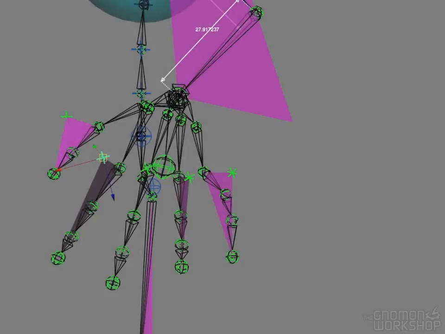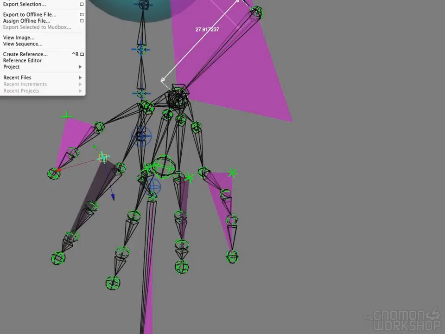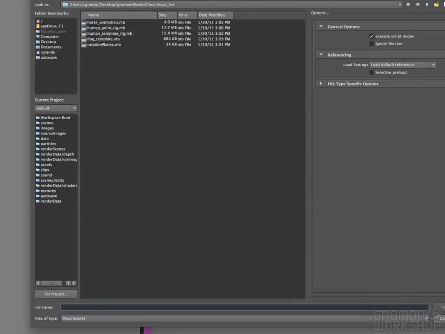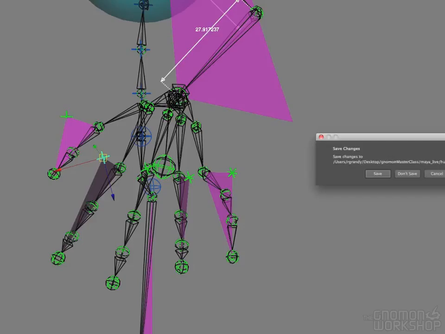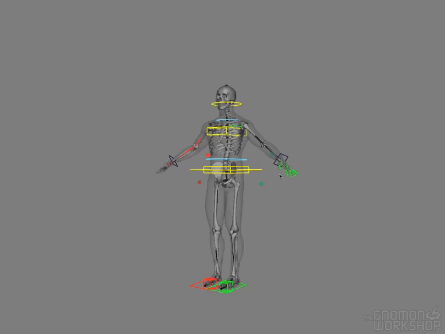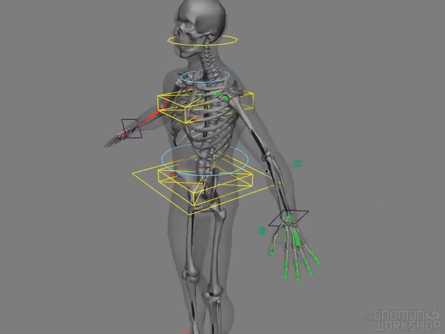Let's load an example of a finished rig so we can look at some of the final results here.